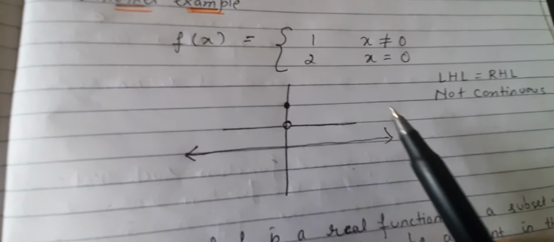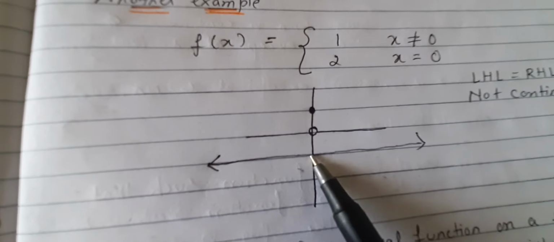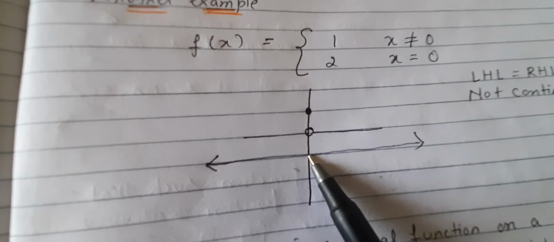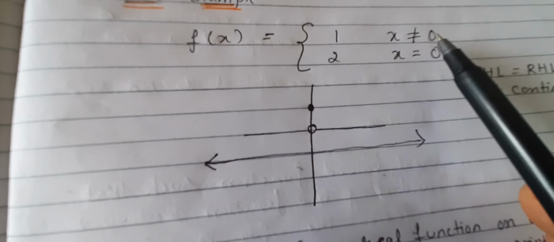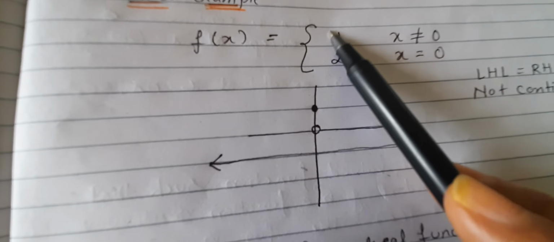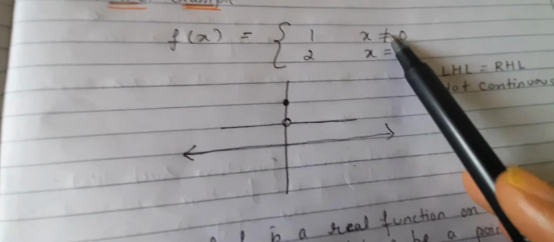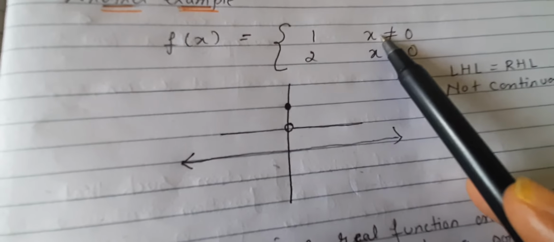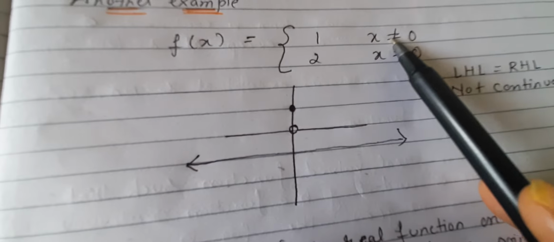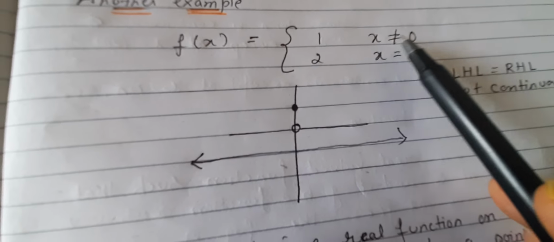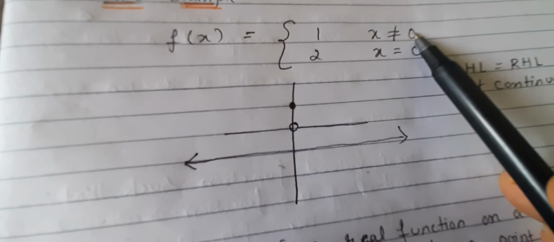So here also we can see LHL is equal to RHL, because from the left hand side the value of the function will be 1 if I am approaching 0. From the right hand side also, if I am approaching, the value will be 1. That means it is very near to 0. x not equal to 0 means it can be 0.001, it can be minus 0.001, it can be minus 0.0001, but it is not 0. Anything other than 0.